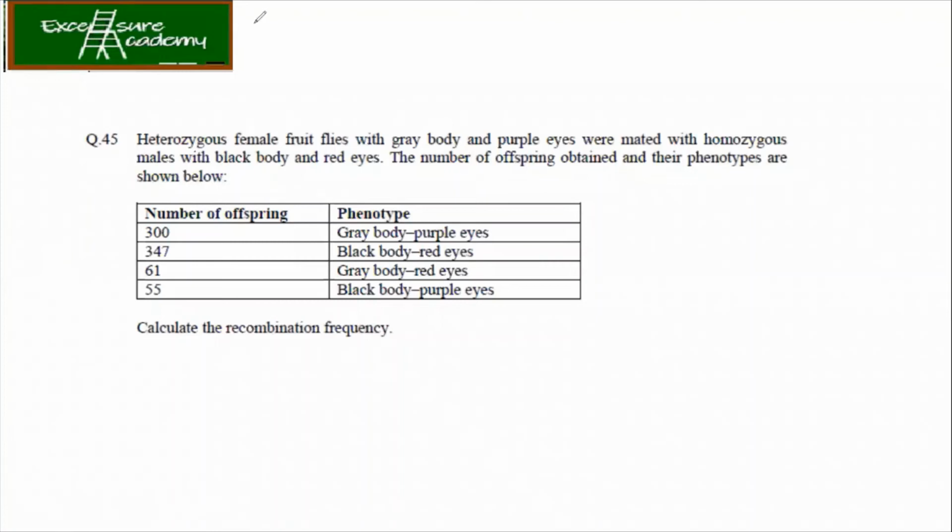Okay. So listen carefully over here. So heterozygous female fruit flies with gray body, purple eyes were mated with males with black body and red eyes. Okay, so these are your parents. Now, any combination of these are going to be the recombinants. So what are those? Gray body with red eyes is your recombinant. See, gray body, purple eyes, again, it's one of the parents. Black body, red eyes, again the parents. These are the parental frequency. Gray body, red eyes, it's a recombinant frequency. Black body, purple eyes, again, it's a recombinant frequency.